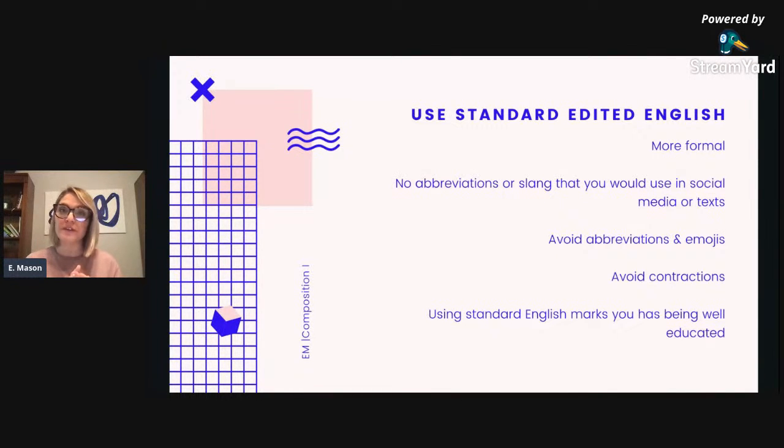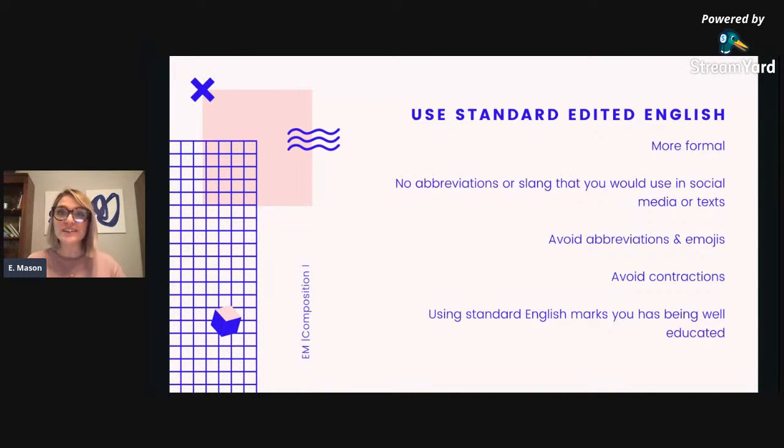You're going to avoid abbreviations, and no BRB or anything like that. No emojis. I have gotten that before. It's a long time ago, but don't do that. Just no. And avoid contractions. Don't say they'll or won't or can't or anything like that. So no contractions, just spell out the full words.